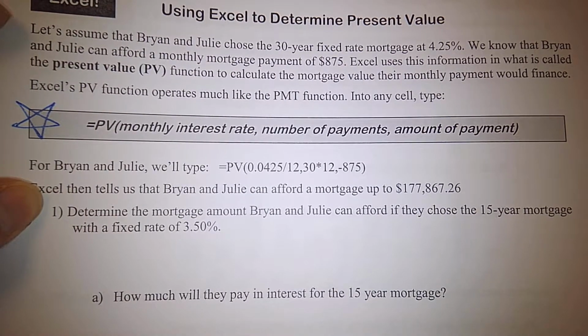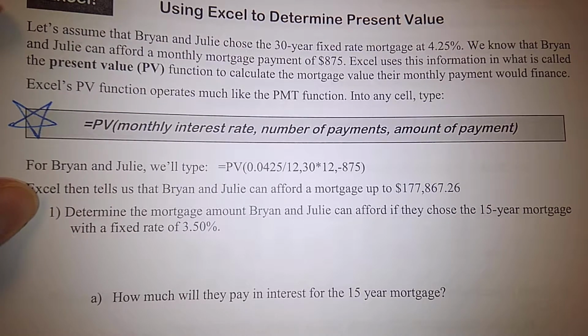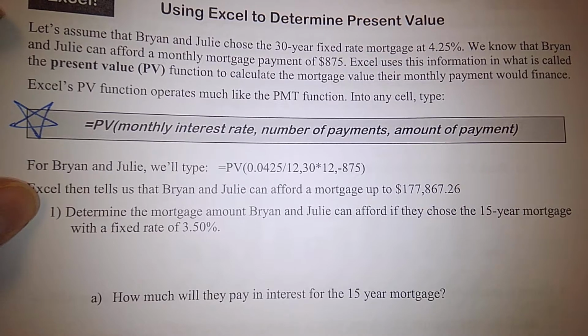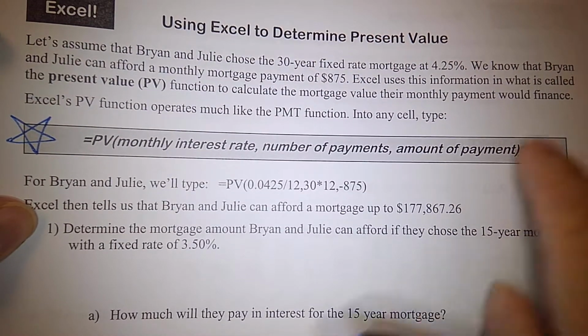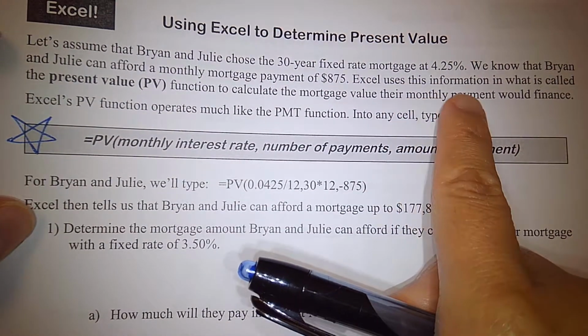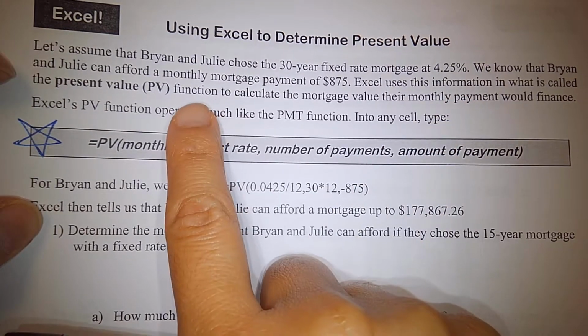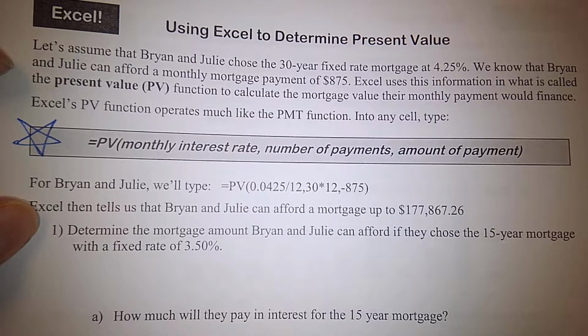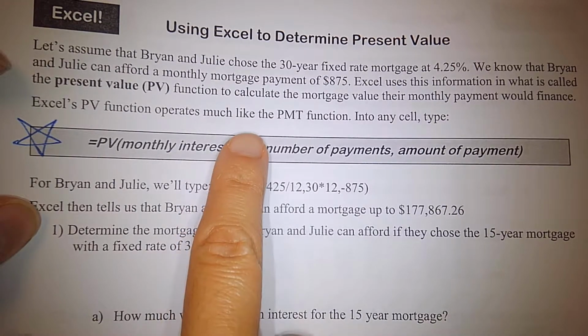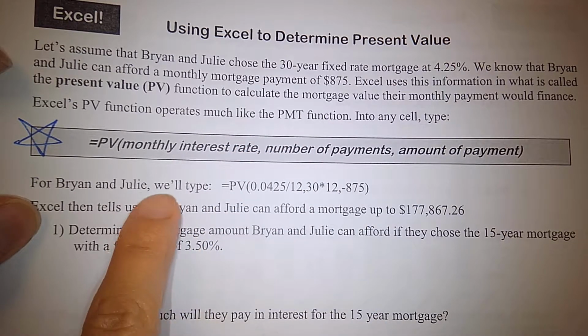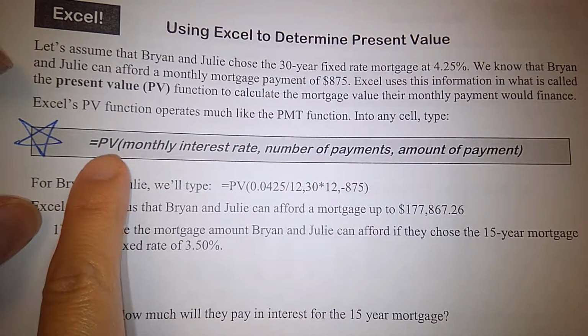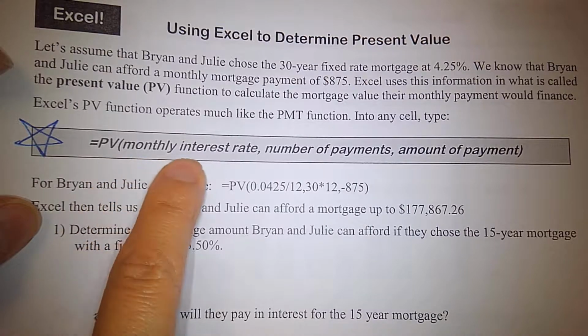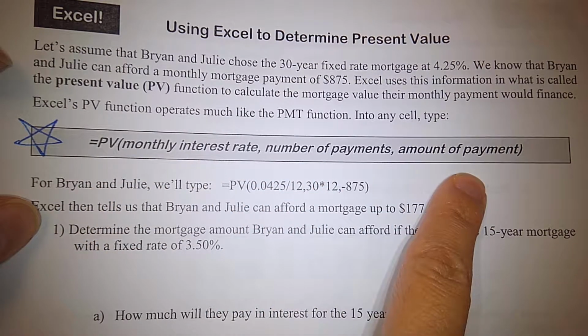Let's assume that Brian and Julie chose the 30-year fixed rate mortgage at 4.25%. We know that Brian and Julie can afford a monthly mortgage payment of $875. Excel uses this information in what is called the present value, PV, function to calculate the mortgage value their monthly payment would finance. Excel's PV function operates much like the payment or PMT function. Into any cell type equals PV, monthly interest rate, number of payments, amount of payment.